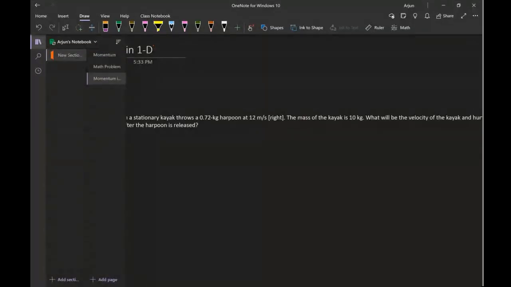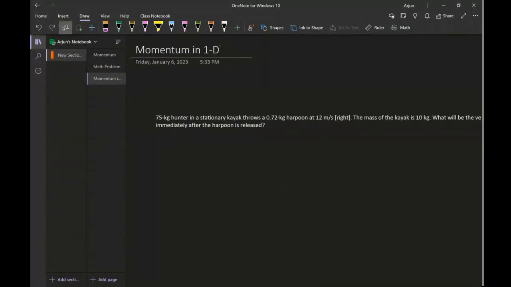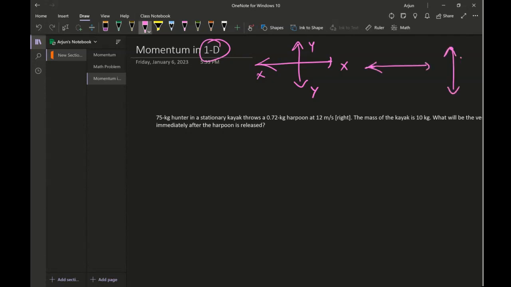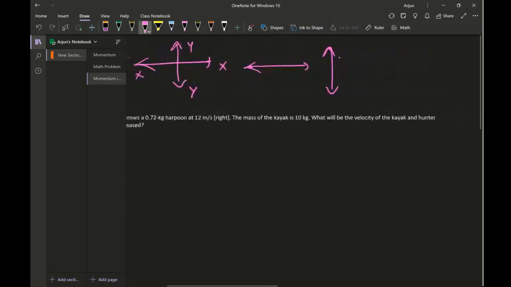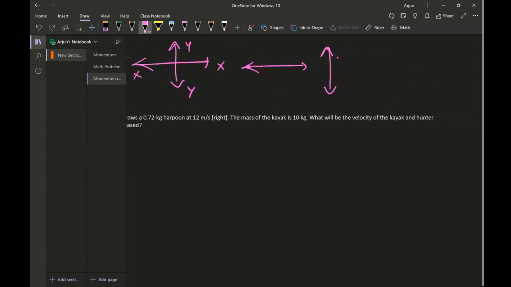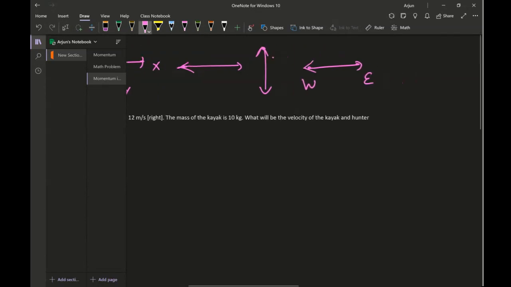Welcome back, folks. In today's class, I'll be talking about momentum in one dimension. First of all, I'll talk about what one dimension is. On a navigation system or on an XY system, this is the x-axis, this is the y-axis. If the object is along the x-axis or along the y-axis, then that kind of problem is called a one dimension problem. In terms of direction, if the object is moving along the east and west direction or the north and south direction, that kind of problem will be called a one dimension problem.